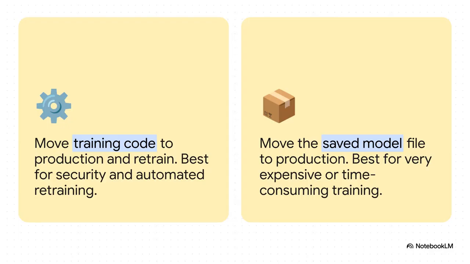Okay, so once we have a model we're happy with, we hit this key strategic choice. Do we promote the code and then retrain it in the production environment? This is awesome for automated retraining pipelines and data security. Or do we promote the saved model file itself? This is usually the better choice for models that are incredibly expensive or time-consuming to train. Think of those huge deep learning models.